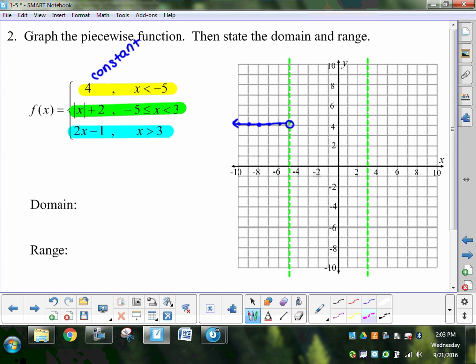Who can tell me, please, what other piece on this graph you should be able to graph? What do you got? The absolute value? I'm not going to do the absolute value because it's got a transformation on it, and some of you freak out. The 2x minus 1 is a line.